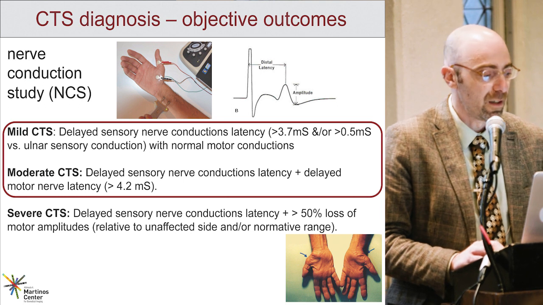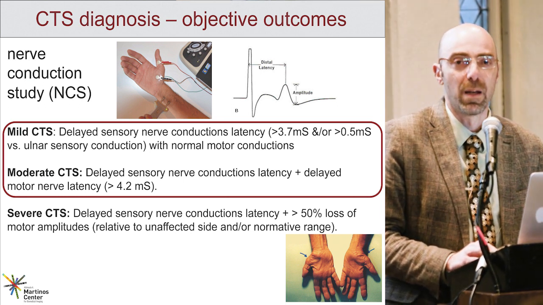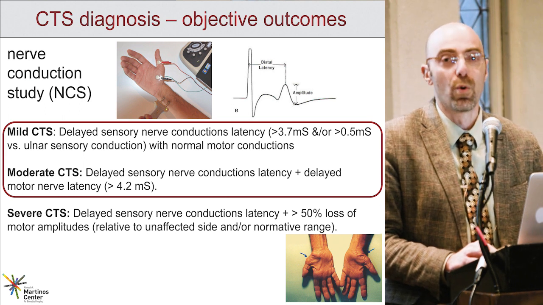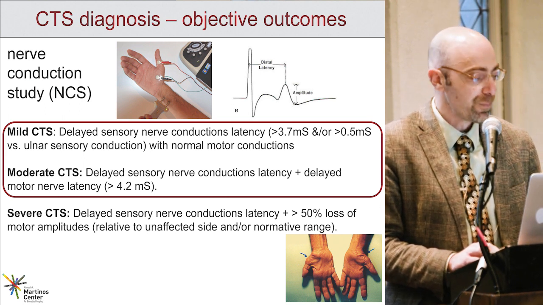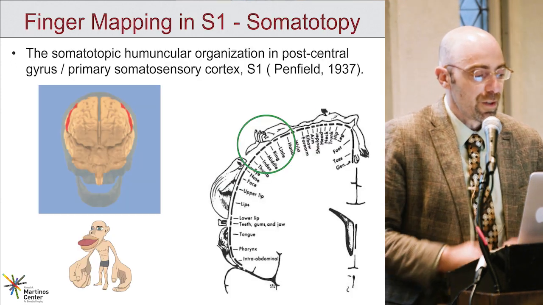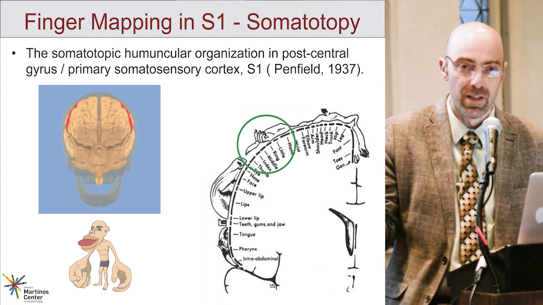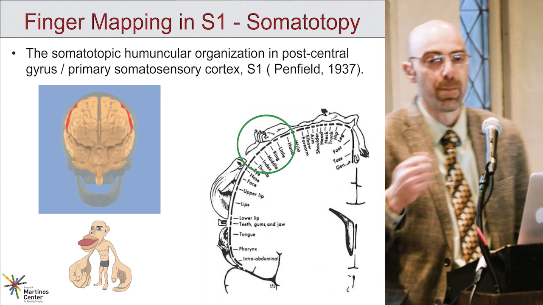So what we're focusing on here is how do we keep these mild and even moderate CTS patients from advancing more in their pathology and their disease to the point that they have to get the surgery. So one thing that we've done in our studies is look at not just the nerve conduction studies as an outcome, but we've also looked at brain mapping.